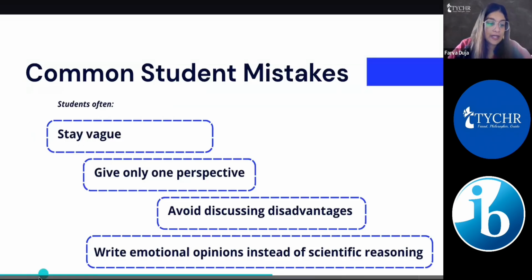Right. Okay. This is all some basic stuff, like don't stay vague. Talk about both sides. Don't talk only about advantages a lot or disadvantages a lot. Talk about both sides equally. And once you have listed both of them out together, in the end, you should give a balanced reasoning of what's what. Okay.